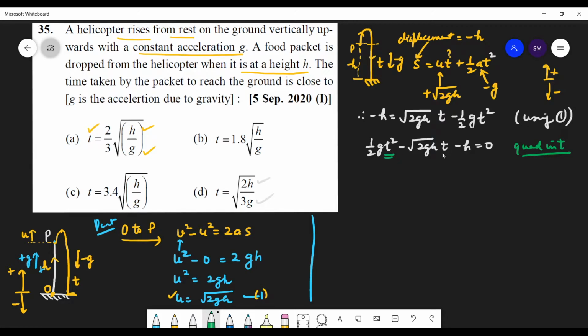You have t square, you have t here, and these are constant. Half g and under the root 2gh, they are constant. So what's the value of t? t is equals to minus b. So minus minus will be plus. So plus under the root 2gh plus minus under the root b square. So b square will be 2gh minus, so minus minus plus 4ac. So h into this, so that's half gt square into h. Okay, students?